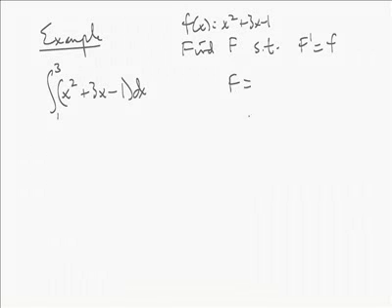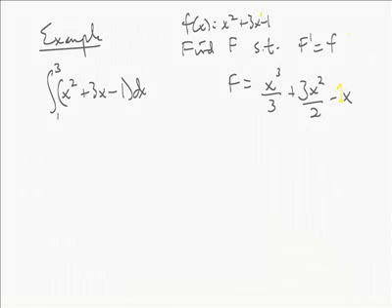Remember how we find antiderivatives. We use the power rule in reverse. So we take x squared, add 1 to the power, and then divide by that amount. So we have x cubed over 3 plus 3 times, here we have x to the first, so we add 1 to that power and divide by that amount. So we have 3x squared over 2 minus, what's the antiderivative of 1? Well, it's just going to be x.